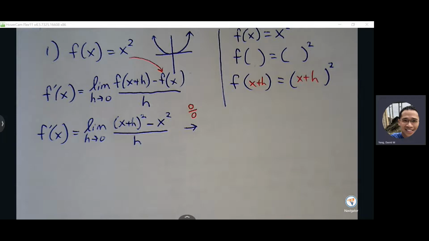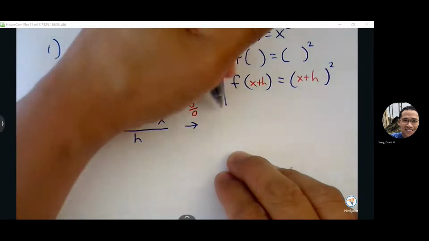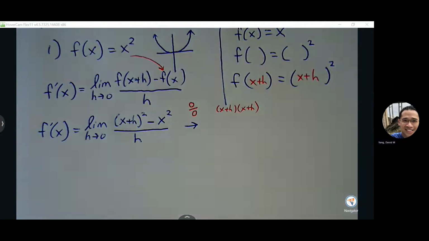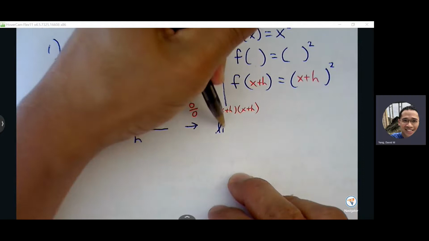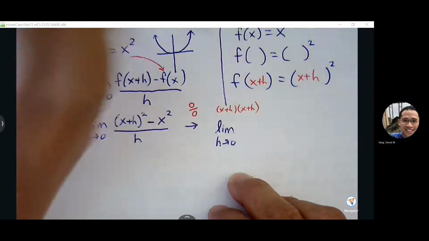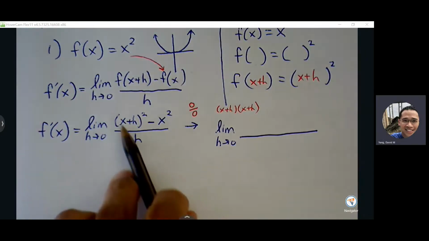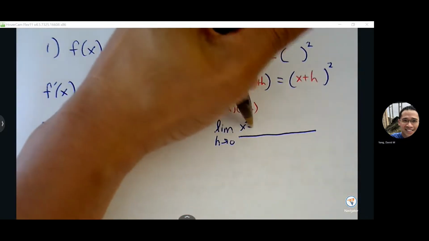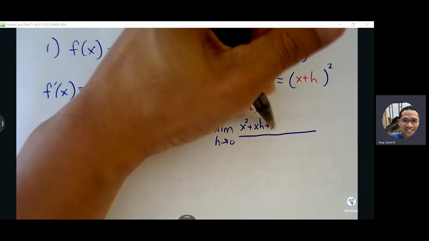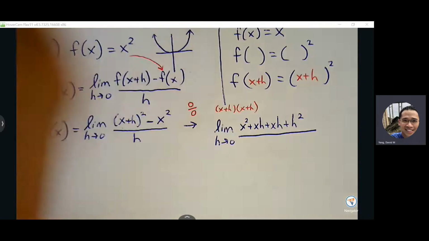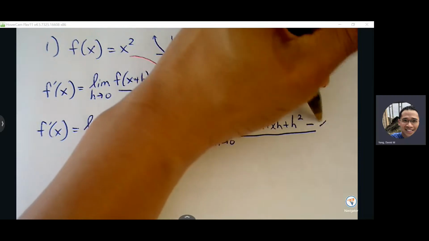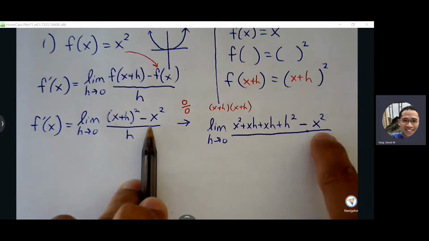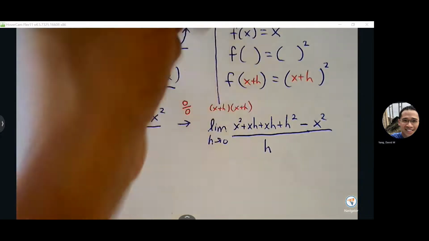We're going to FOIL that x plus h out. So x plus h times x plus h, if I FOIL that out, I get x squared plus xh plus xh plus h squared. Don't forget minus x squared, right? After we FOIL this out, we still have to remember to deal with that x squared, all over h.